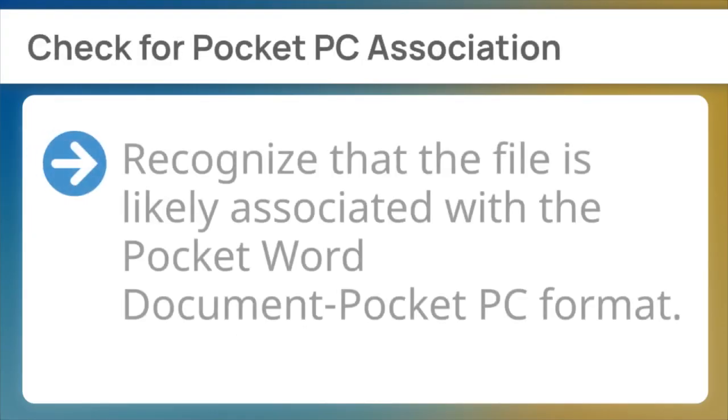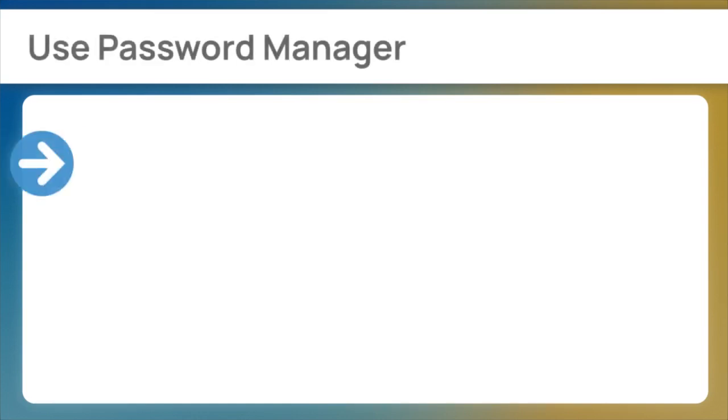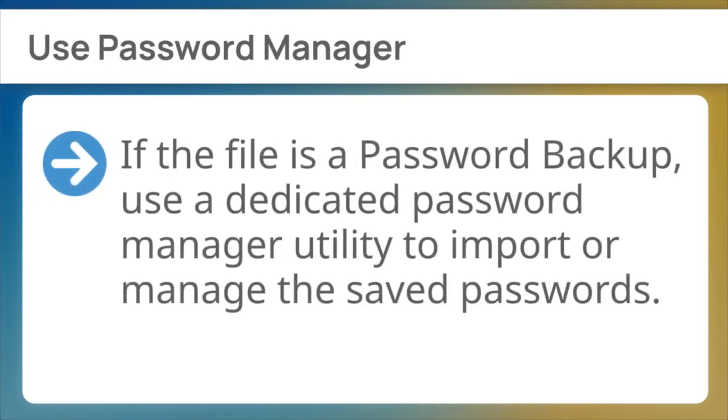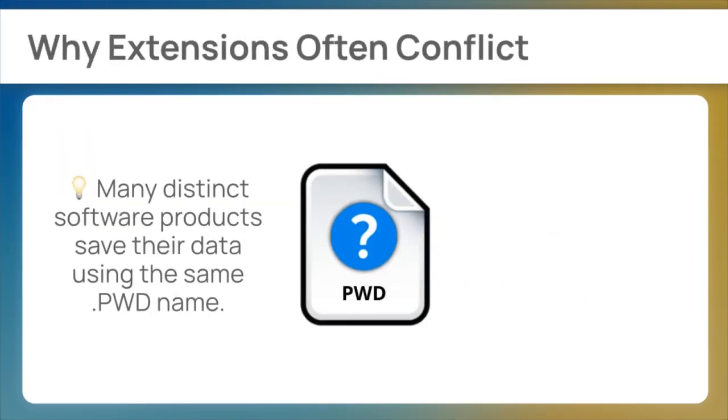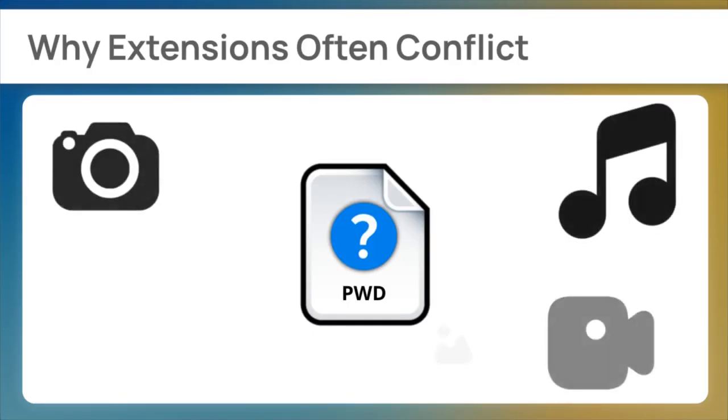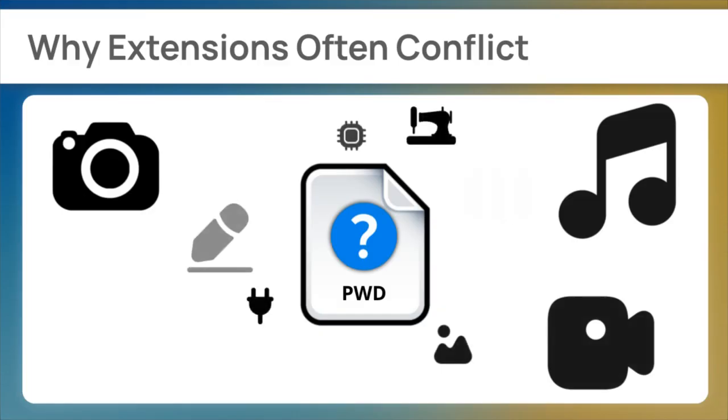Next, check for Pocket PC association. Recognize that the file is likely associated with the Pocket Word document Pocket PC format. Finally, use Password Manager. If the file is a password backup, use a dedicated Password Manager utility to import or manage the saved passwords. If compatibility checks failed, it is likely because the file extension name is shared by different developers for unrelated formats, causing your PC to use the wrong reading language.